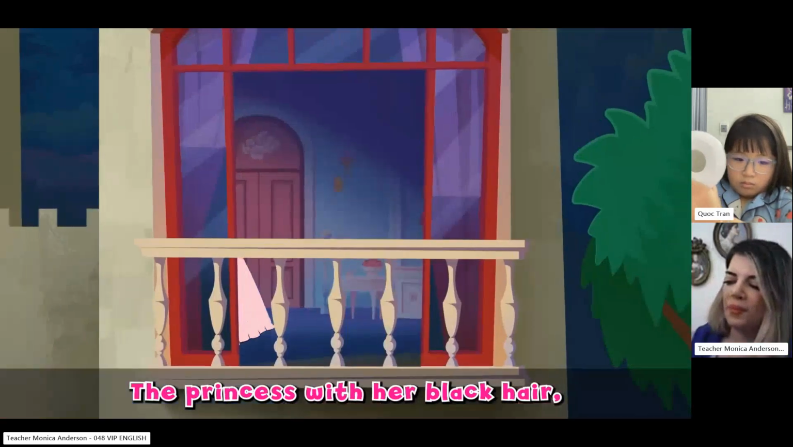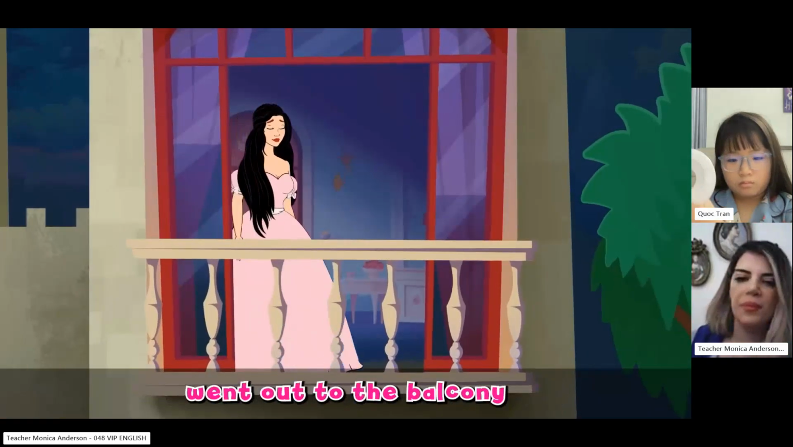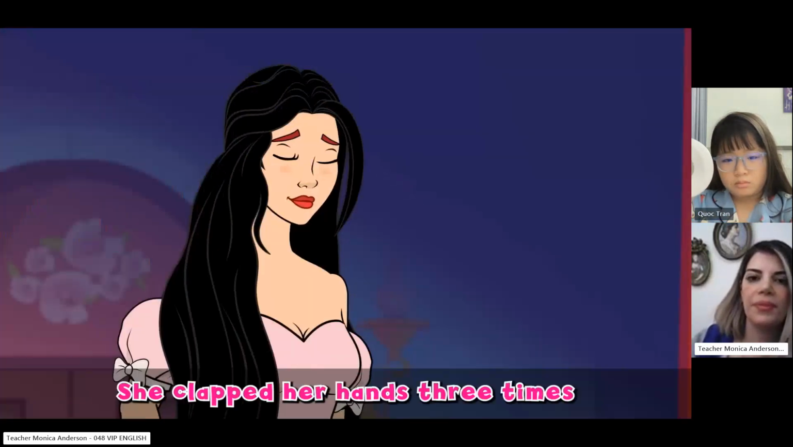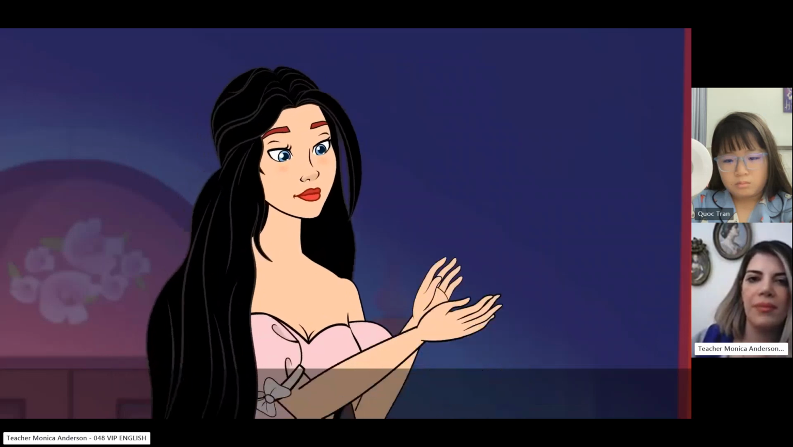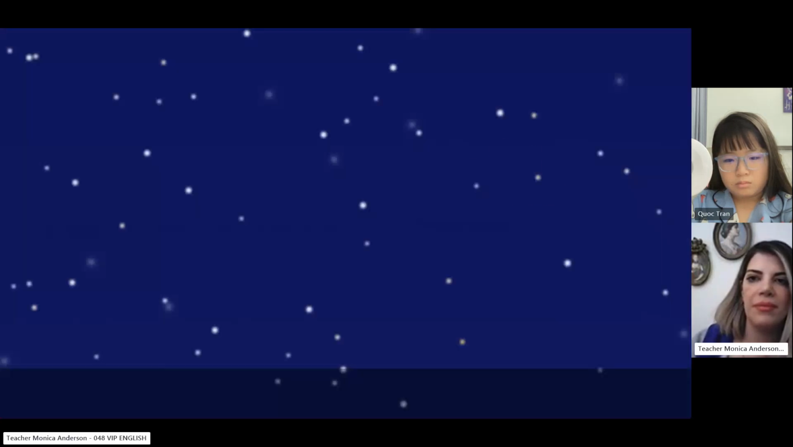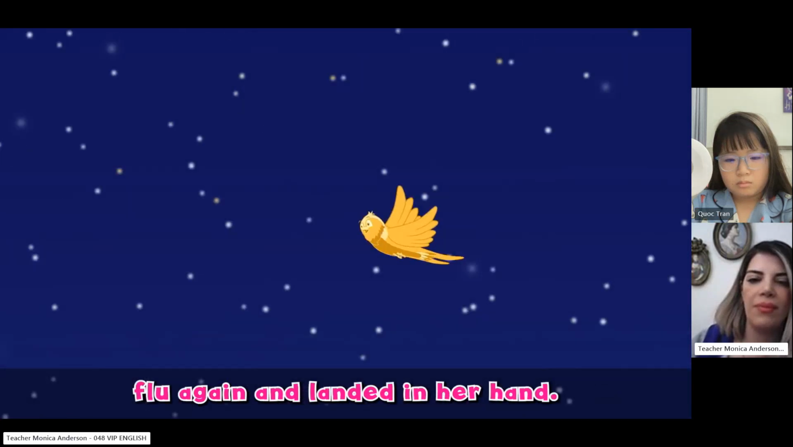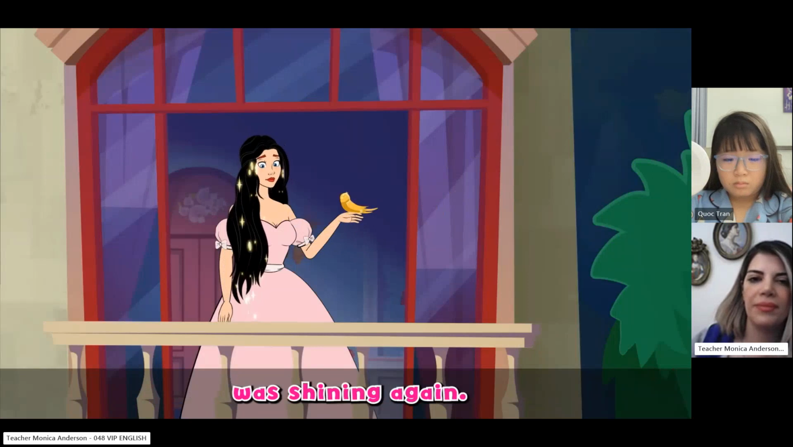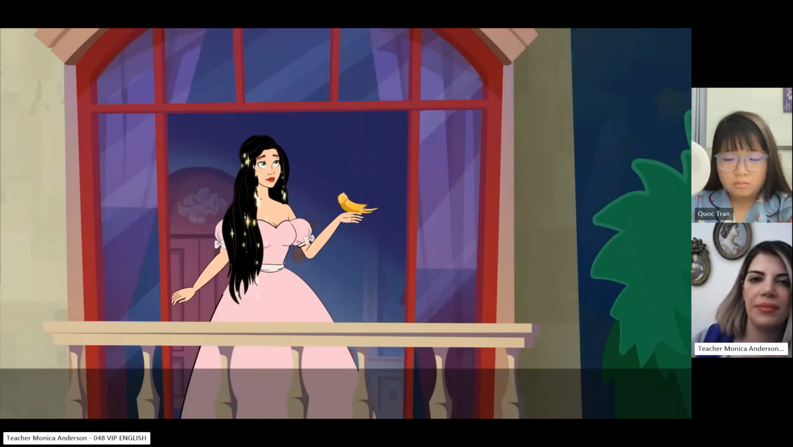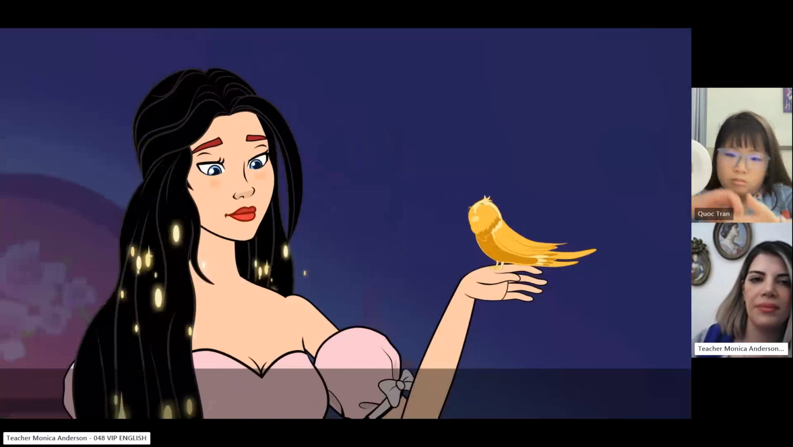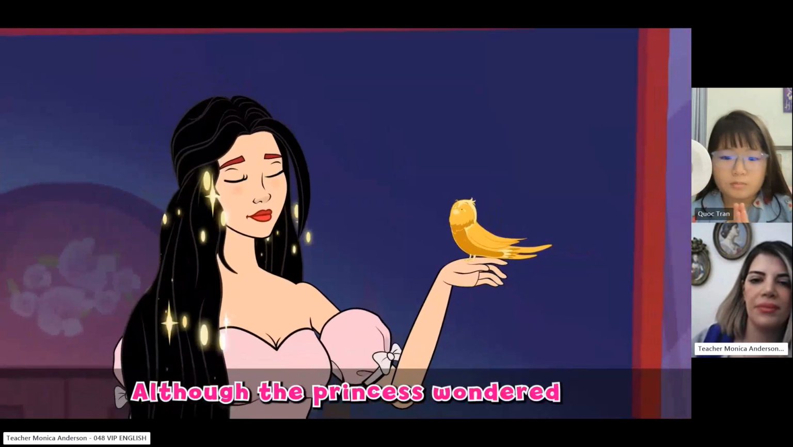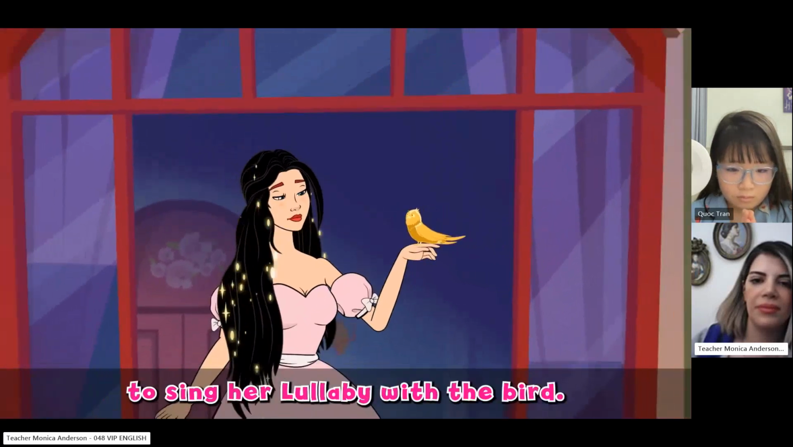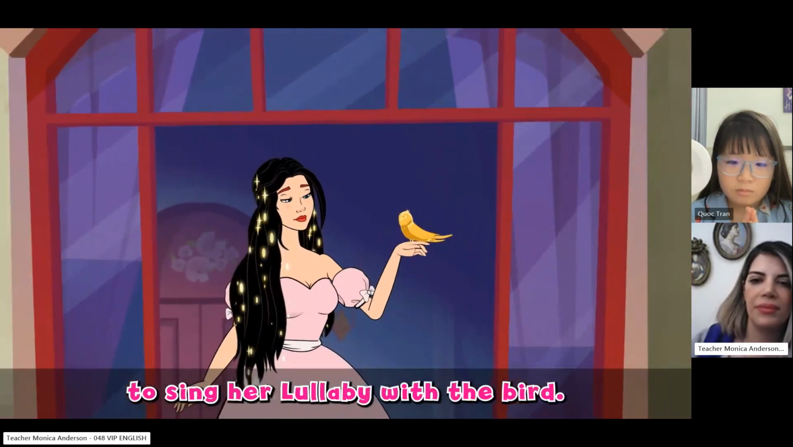The princess with her black hair went out to the balcony to sing a lullaby to her people. She clapped her hands 3 times. The golden little bird flew again and landed in her hand. Rose Princess's black hair was shining again. Although the princess wondered what happened to her red hair, she started to sing her lullaby with the bird.